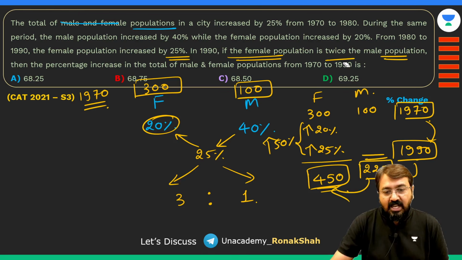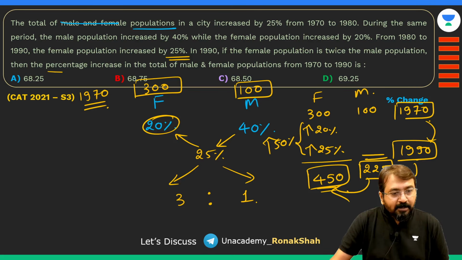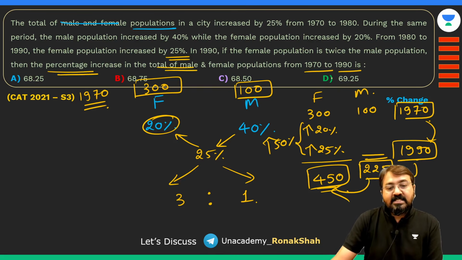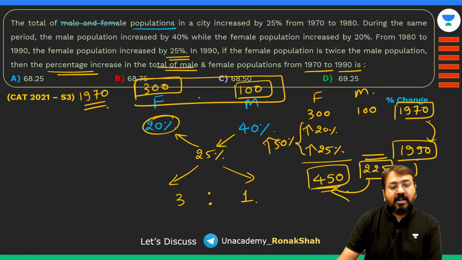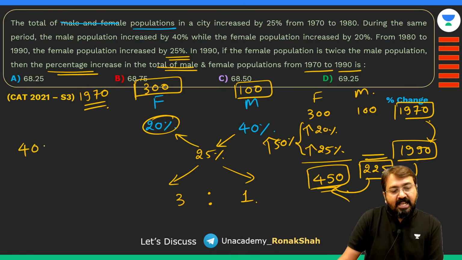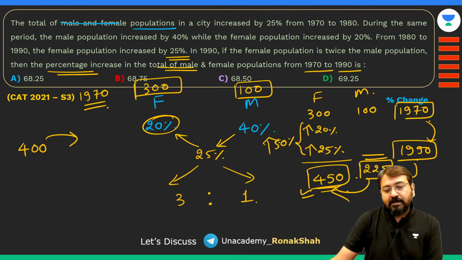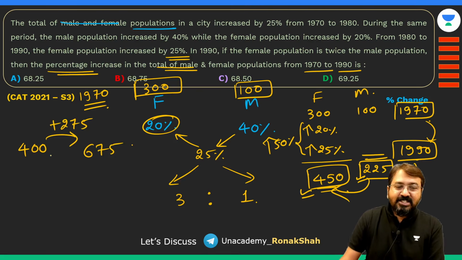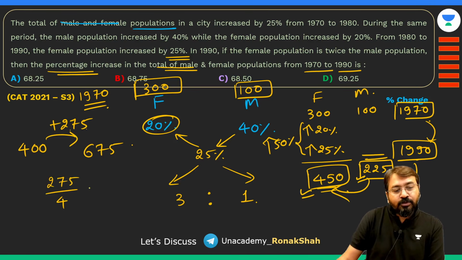So can I say female population is 450, so male population should be 225, only then this will be twice, right? So we are asked to find out the percentage increase in the total population of male and female from 1970 to 1990. Guys, can I say in 1970 we had 300 plus 100, that is 400 people, and it has become 450 plus 225. Can I say it has become 675? So there is an increase of 275, and we need to find out this percentage change. I had mentioned this thing at the beginning, 275 over 400. So straight away percentage change will be 275 by 4, which we had already calculated, 68.75%.